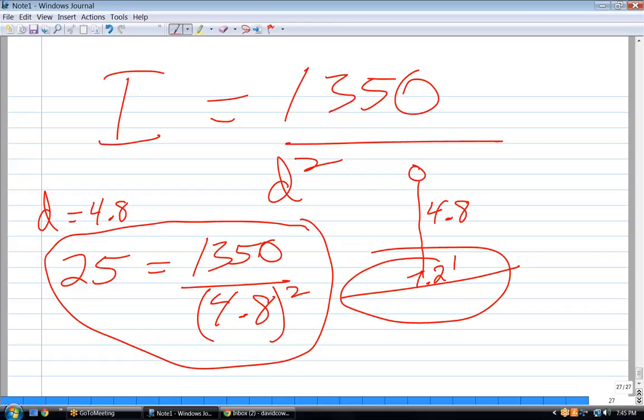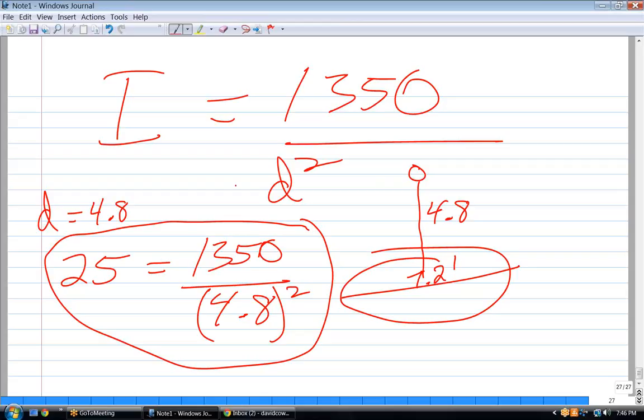So, read the whole problem again. A light hangs 4.8 feet above the center of a circular table, 7.2 feet in diameter. If the illumination is 25 lux at the center of the table, what is it at the edge of the table? So apparently we're not using the same equation that we just figured out. The direction says in problems 5 and 6, use the fact that the intensity of light measured in lux is inversely proportional to the square of the distance between the light source and the object illuminated.